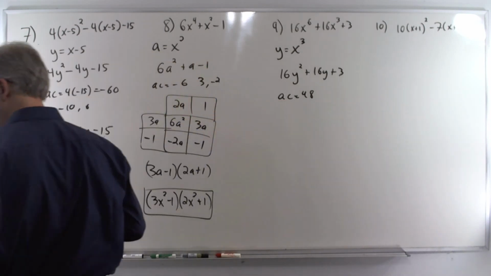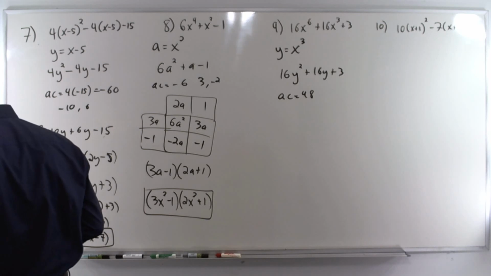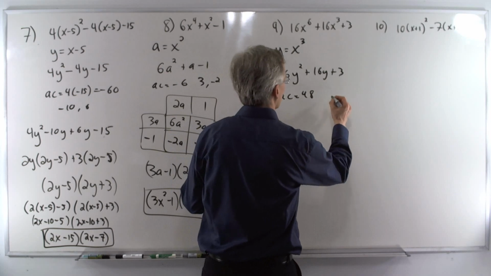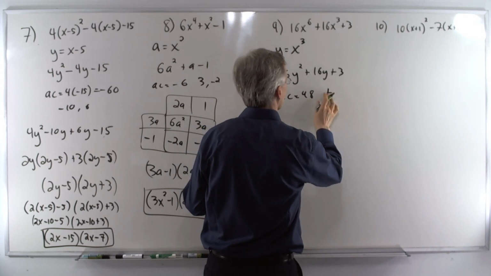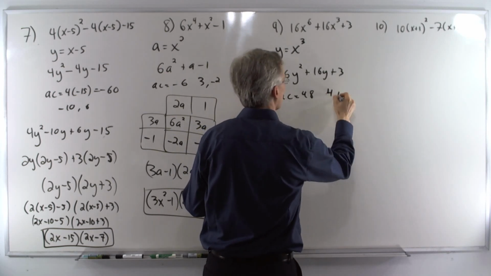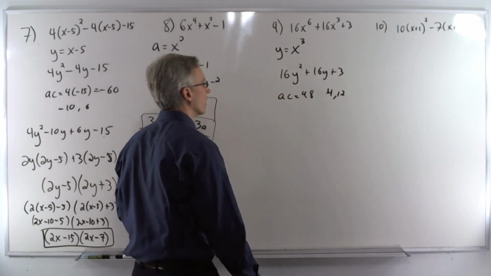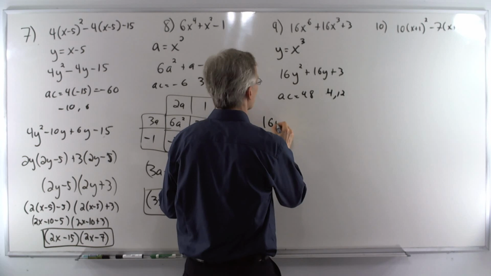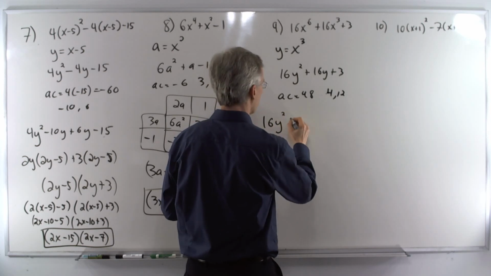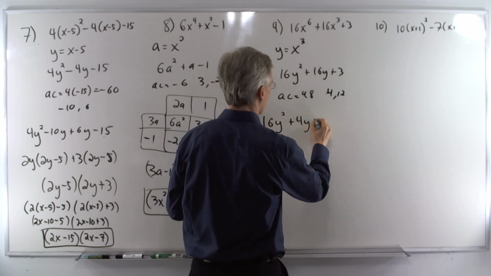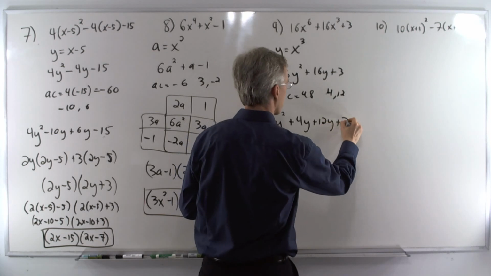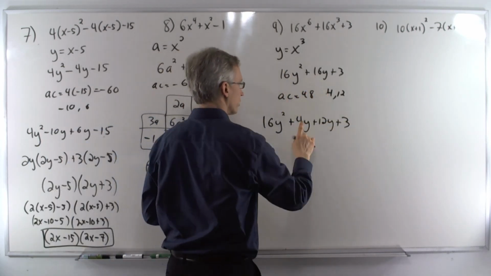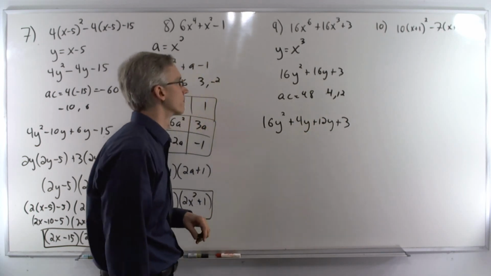I'm having a little trouble today. What do we got here? Oh, 4 and 12. So those two numbers are 4 and 12. All right, go back to the factoring by grouping method. 16y squared plus 4y plus 12y plus 3. All right, so we've broken up that middle term into 4y and 12y.